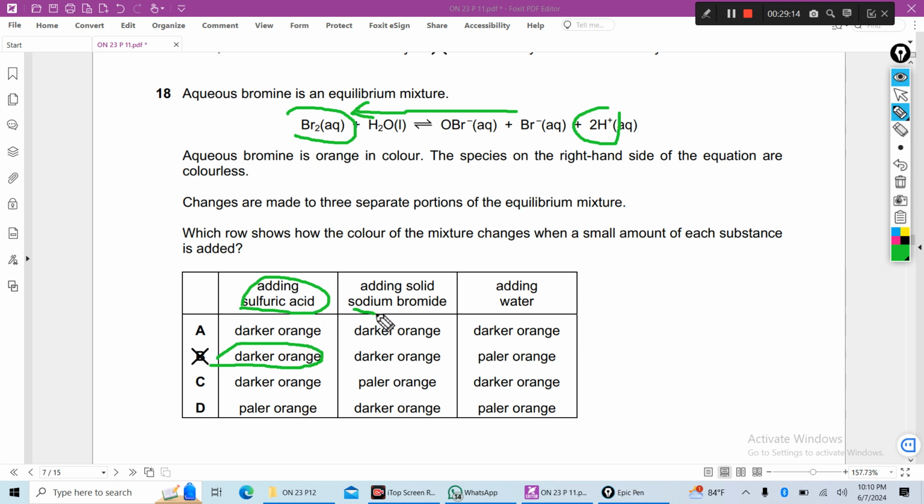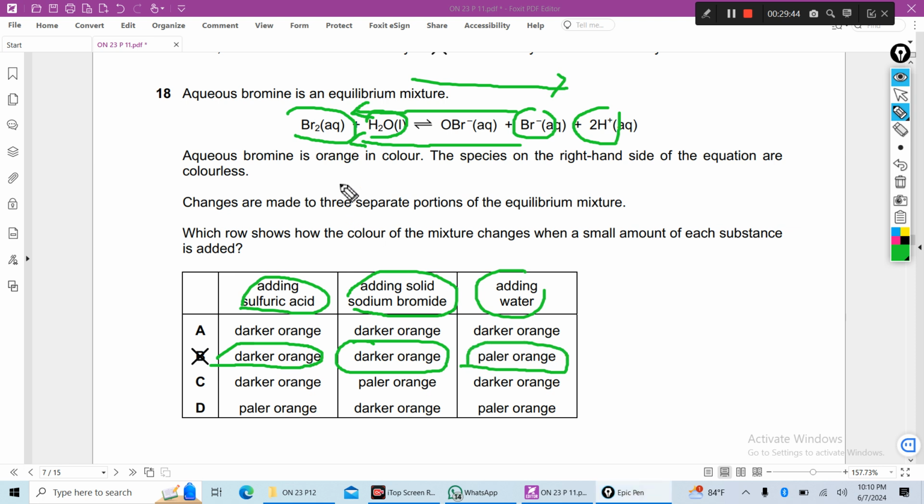Then number 2, adding sodium bromide. If you add more bromide ion, the concentration of product increases. So also equilibrium will go from right to left. That's why darker orange color. Then adding water. If you add water on the left hand side, water increases, so equilibrium will move from left to right. That means paler orange. Orange color will be reduced. So orange color will be paler. That's why B is the right answer.